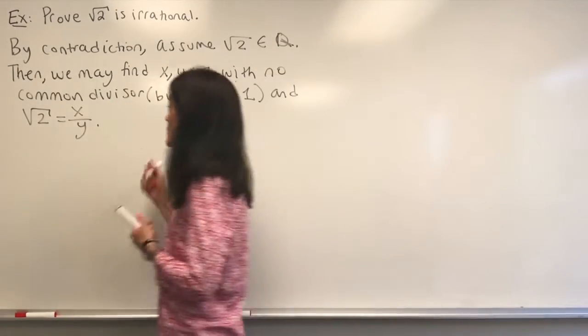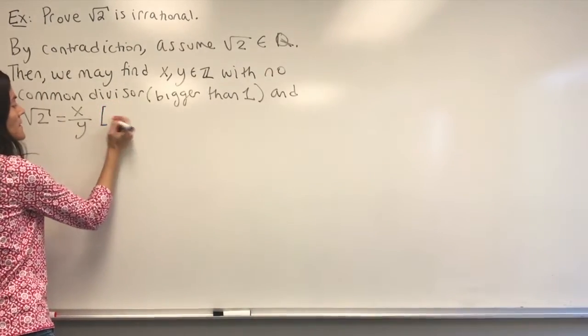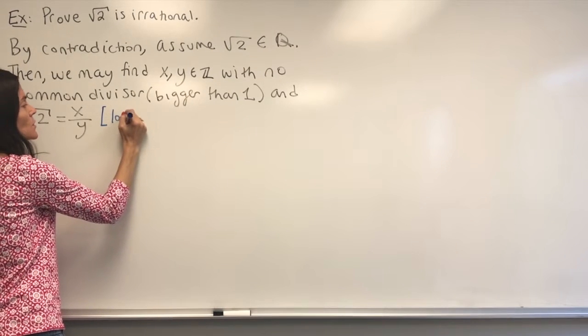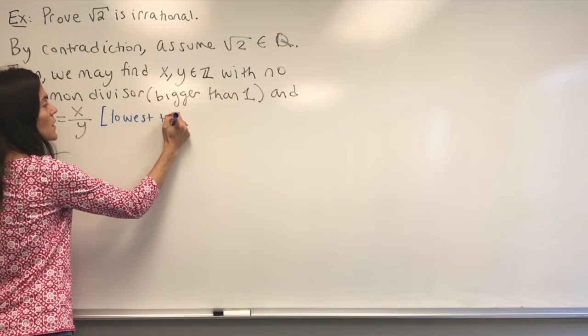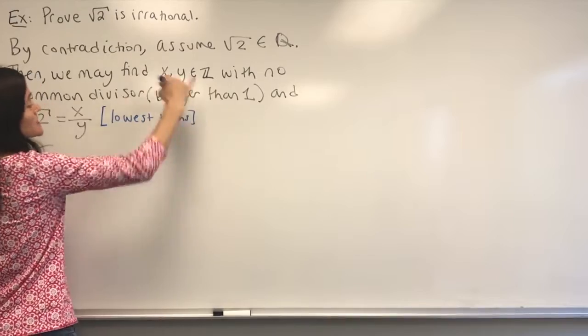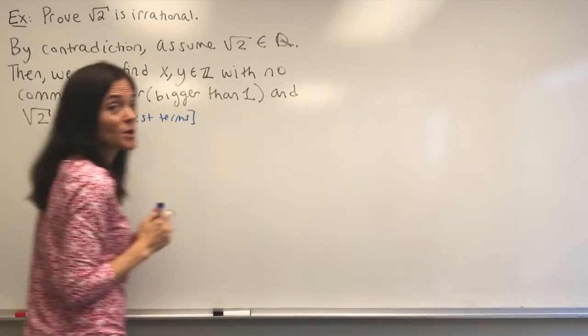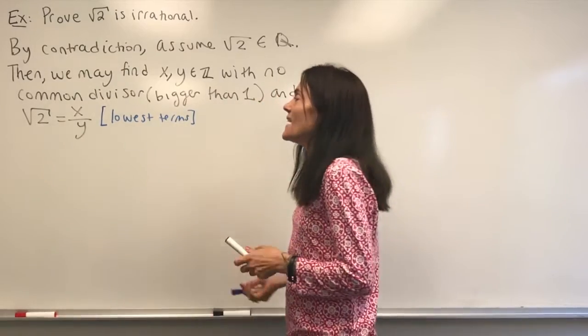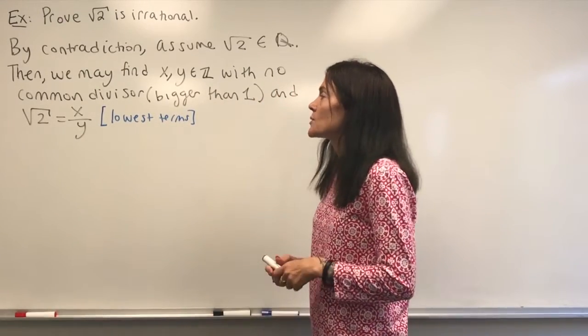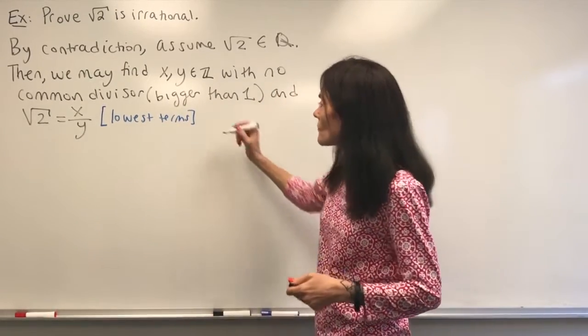Maybe I'll even add that in parentheses. What I mean by this is that this is in lowest terms, but the meaning of lowest terms is exactly what's above here. They have no common divisor. You can't divide out anything from the numerator and denominator to make it a simpler looking fraction.